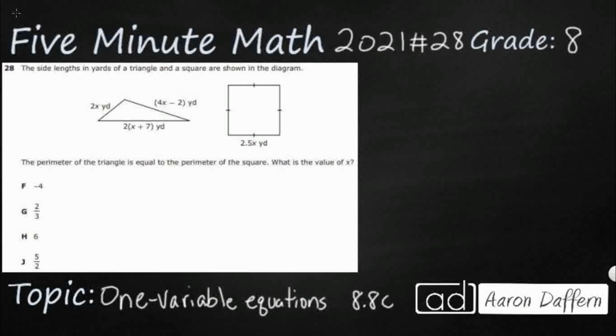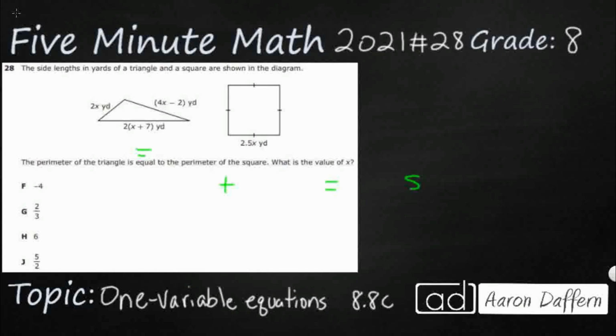So we have the side lengths in yards of a triangle and a square. And so we know that the perimeter of the triangle is equal to the perimeter of the square. What is the value of x? So there's x's all over the place there. All right, so let's say the triangle is equal to the square. And let's just start substituting.